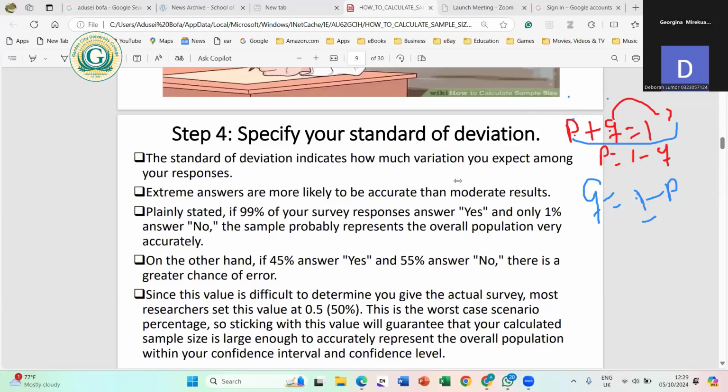I'm sure Georgina is okay now. Deborah, ask your question. Yeah, so if we add Q plus P, the one, can we say the one stands for the total population or the 100%? Exactly. So 100% means that you are done with the whole population.